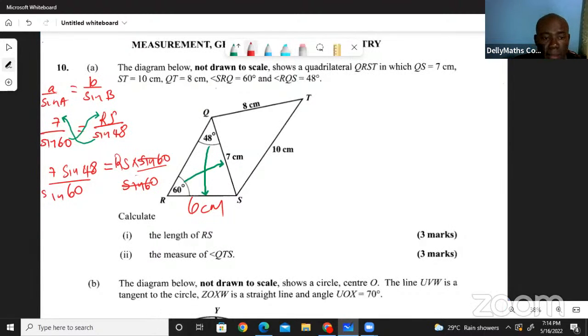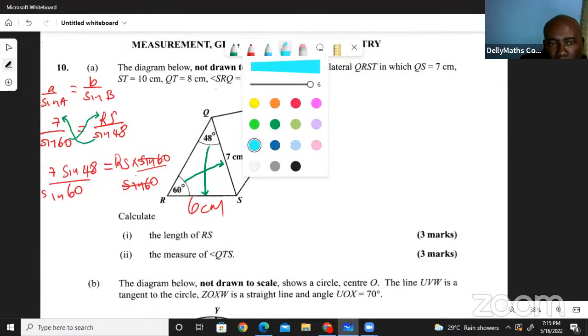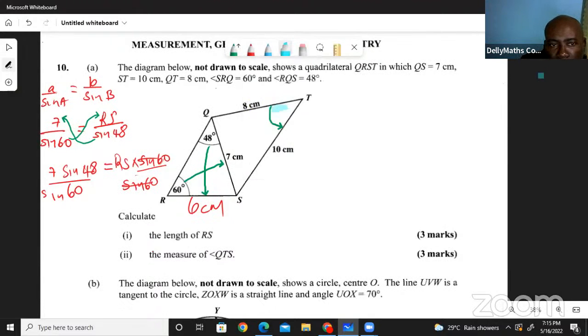It says the measure of angle QTS. QTS. I want to mark the angle QTS right there, and then I'm going to shade the angle with a nice blue right there. So that's what we are dealing with right there. So then we want to find that angle.